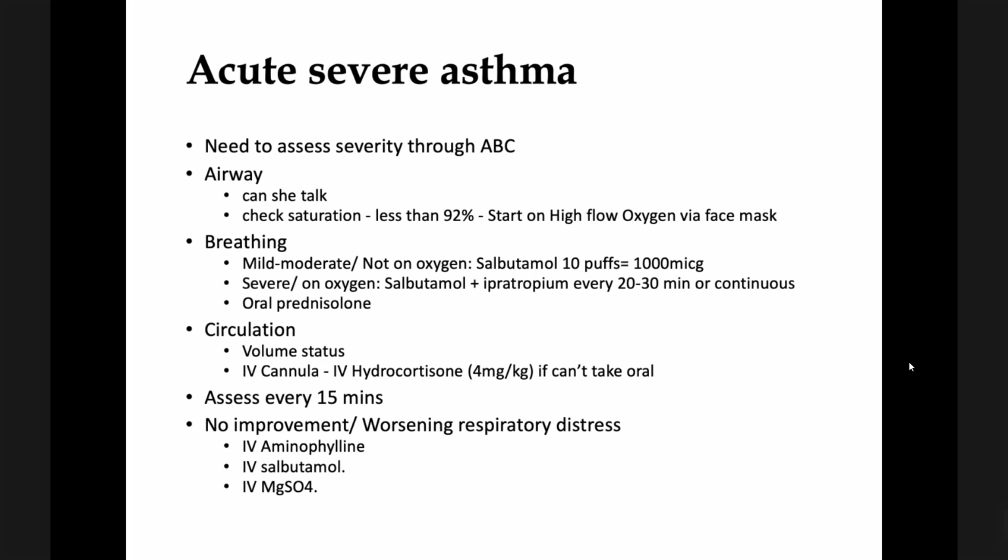Again, salbutamol ideally should be given as a bolus over 30 minutes followed by infusion. But most of the time, most people will avoid the bolus because it can cause a significant tachycardia and worsen the VQ mismatch. Good thing about salbutamol is you can adjust the dose. So you can give 1 mic per kilogram per minute to 10 mic per kilogram per minute. So you can adjust in between. So that is the advantage.